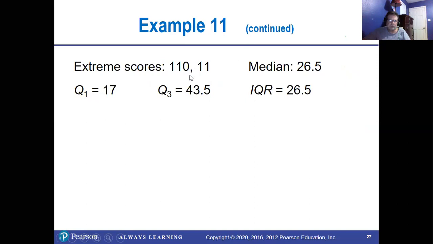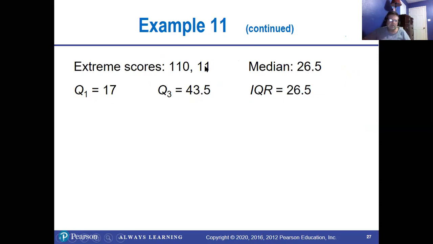You have these extreme scores, so the high and the low. We've got the middle of the first half, which is 17. The middle of the third half is 43 and a half. And you subtract those two, you get your interquartile range. Okay, this should be the box. This is the beginning of the box. That's the end of the box. And this is the line inside the box.